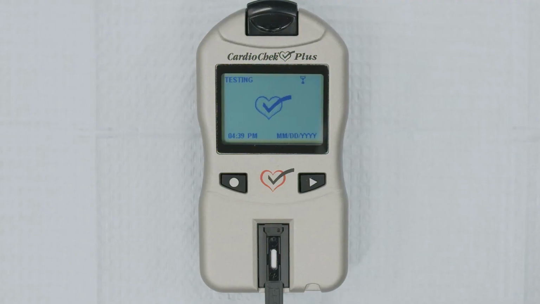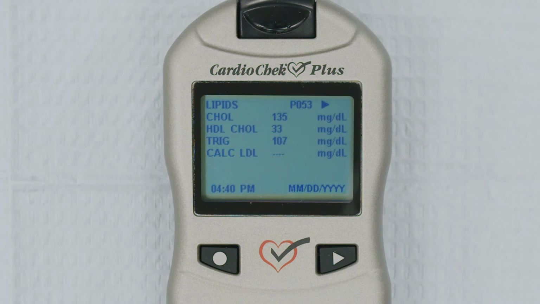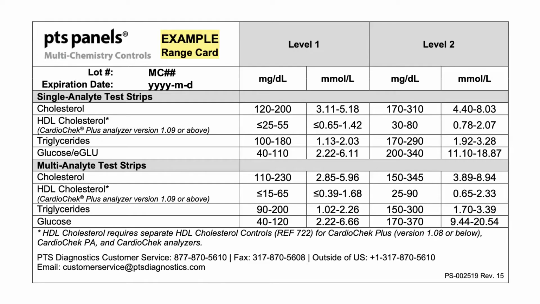The analyzer will automatically begin testing and will return results in as little as 90 seconds. Do not move the analyzer while it is testing. Once the results appear, check your range card to see if your results are within the specified range. Look under the header Multi-Analyte Test Strips on the card for cholesterol, HDL cholesterol, and triglycerides ranges. Record your results and remove the test strip.